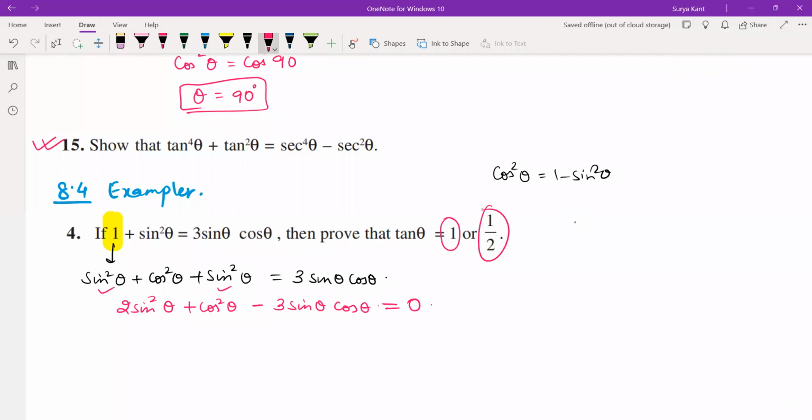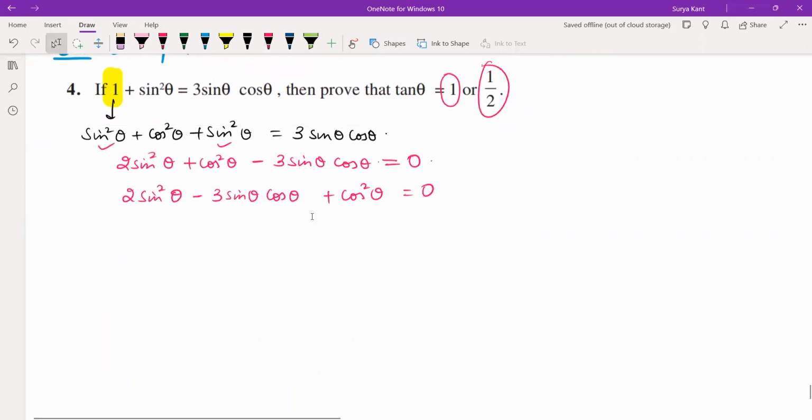So what I'm trying to understand here: 2 sine square theta I'll write as it is. This one I'll write in the middle part, 3 sine theta cos theta. And here I write plus cos square theta is equals to 0. I'm just trying here to make a quadratic equation, right?